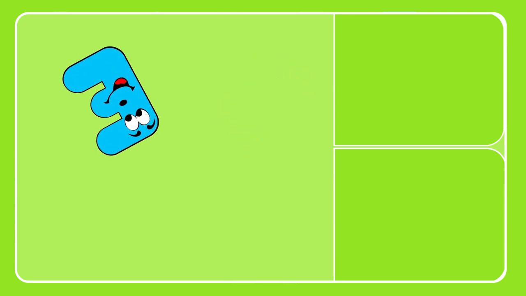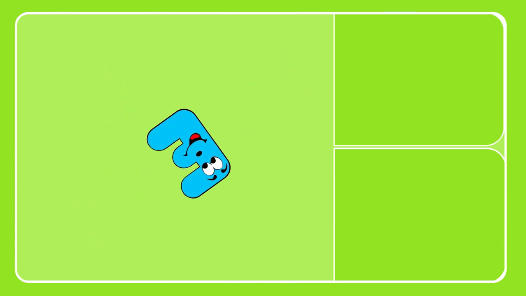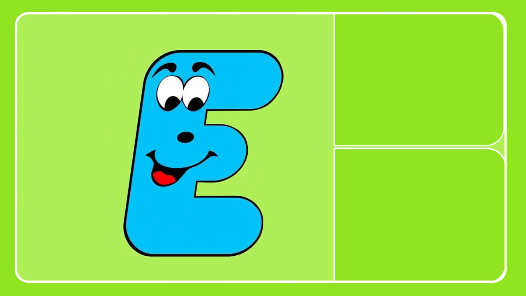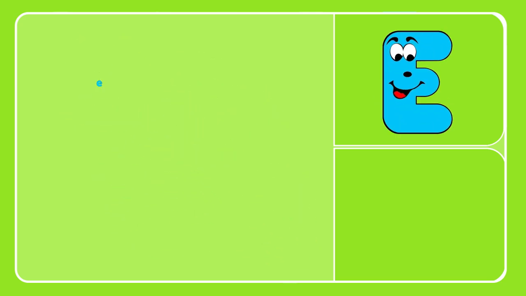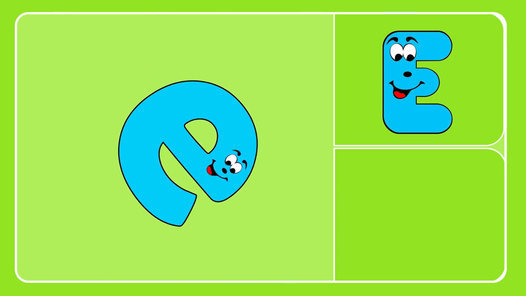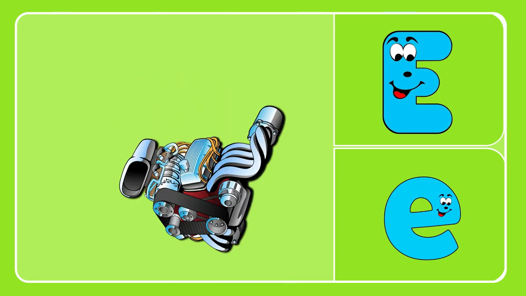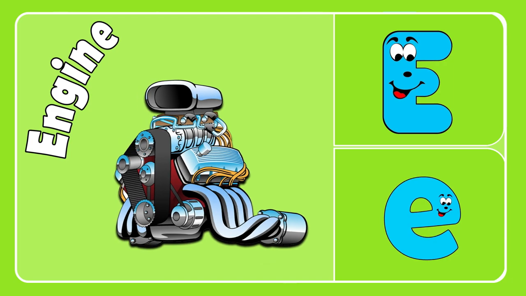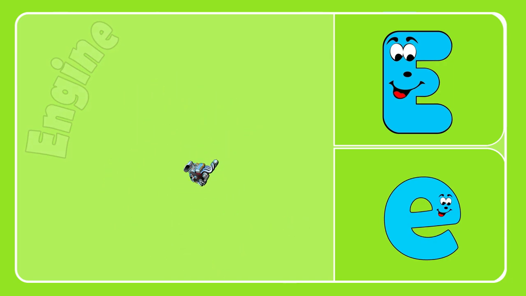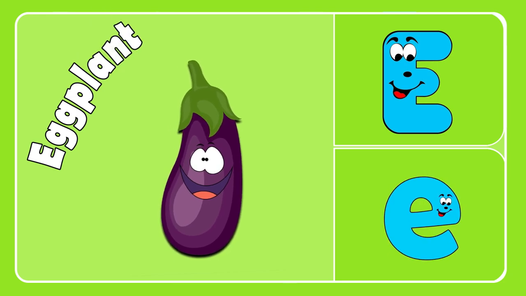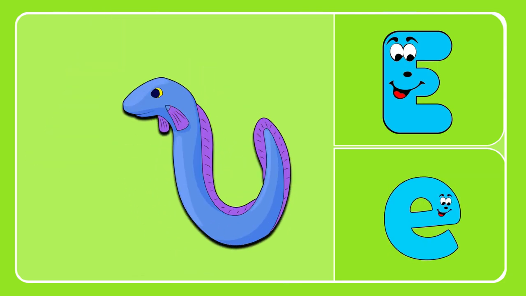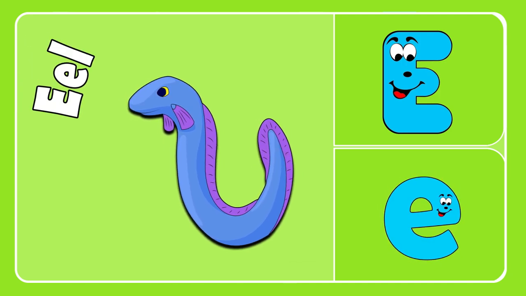Today we will learn alphabets and their sounds. Have you ever seen the letter E? Hi, I'm letter E, and my sound is A, A. And the words start with me. Engine. A, A, engine. Eggplant. A, A, eggplant. Eel. A, A, eel.